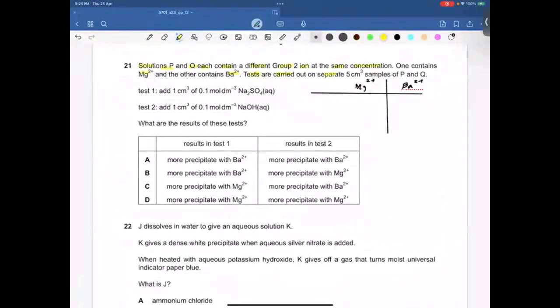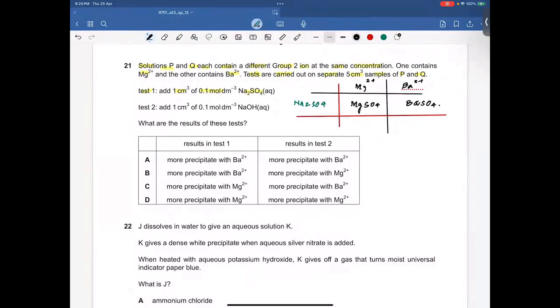Tests are carried out on separate 5 cm cube samples of both P and Q. Test number 1: add 1 cm cube of 0.1 mole per dm sodium sulfate. So if I use sodium sulfate in this case, obviously it will turn to magnesium sulfate and it will turn to barium sulfate.